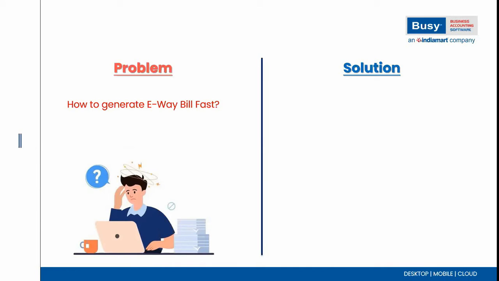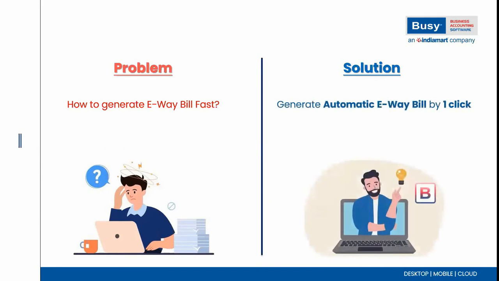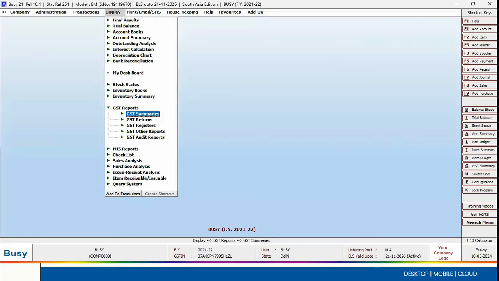Sometimes you might be entering wrong data. After that, you can't identify what mistakes you have made. But no worry, if you are a Busy user, Busy has the solution here. Just use our automatic e-way bill generation method to generate it very fast. So let me show you how the thing will work.